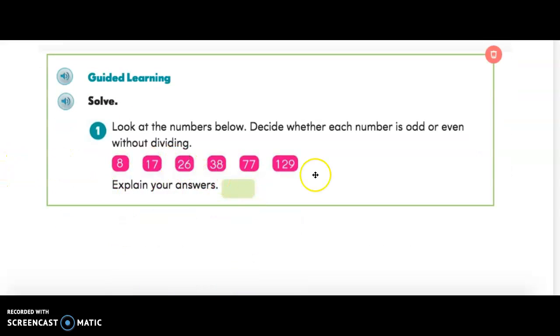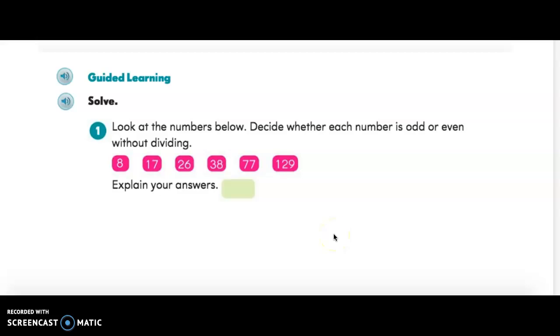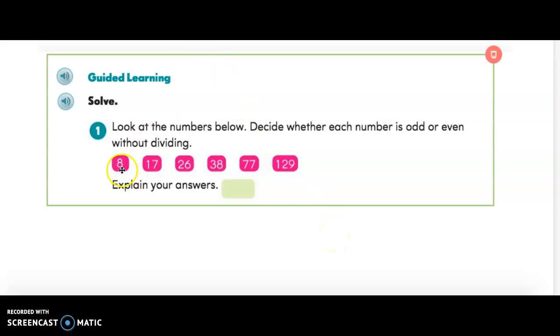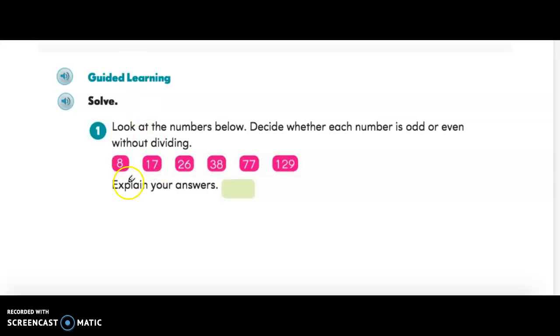Now, look at the numbers below. Decide whether each number is odd or even without dividing. So you need to be looking at your ones place. What we'll do is circle even, and underline odd. So 8, that is in the ones place, so that is even. If we divide by 2, there won't be a remainder.